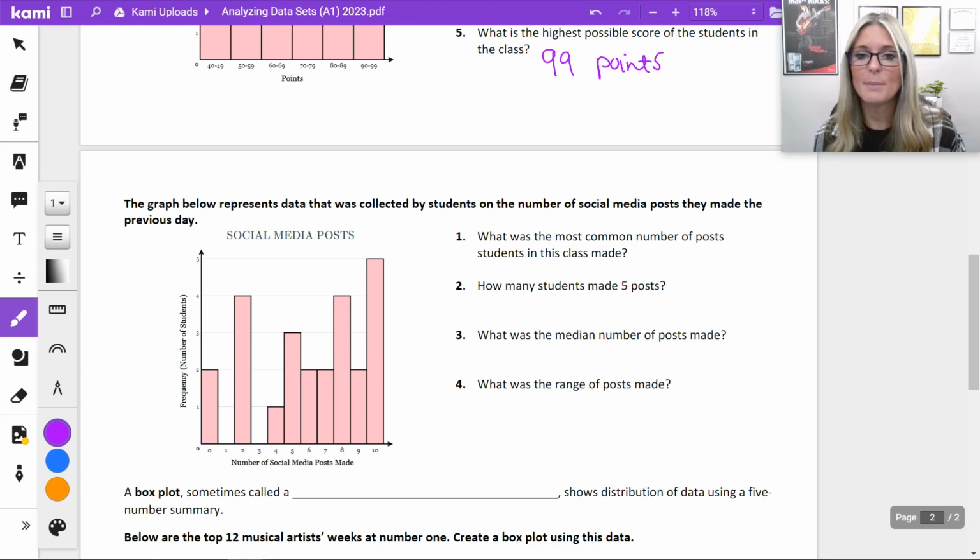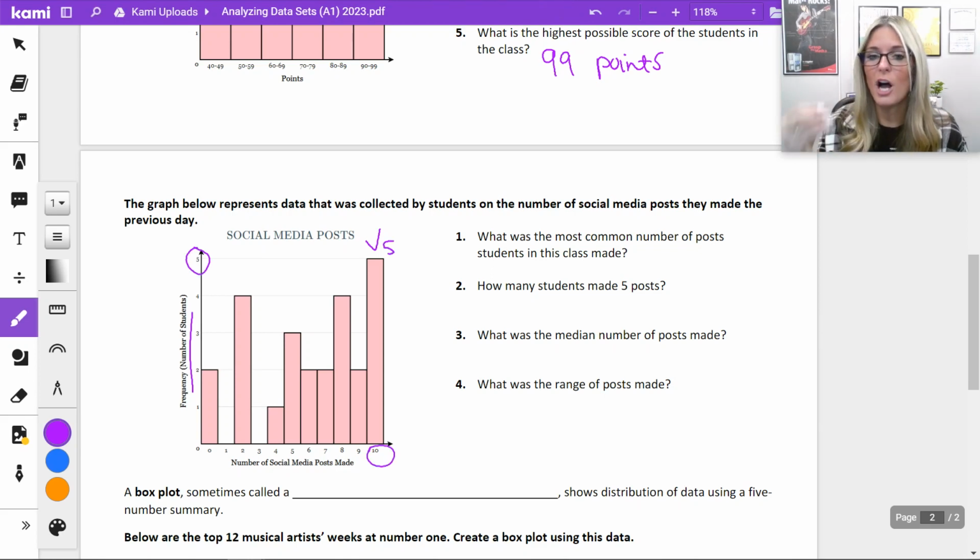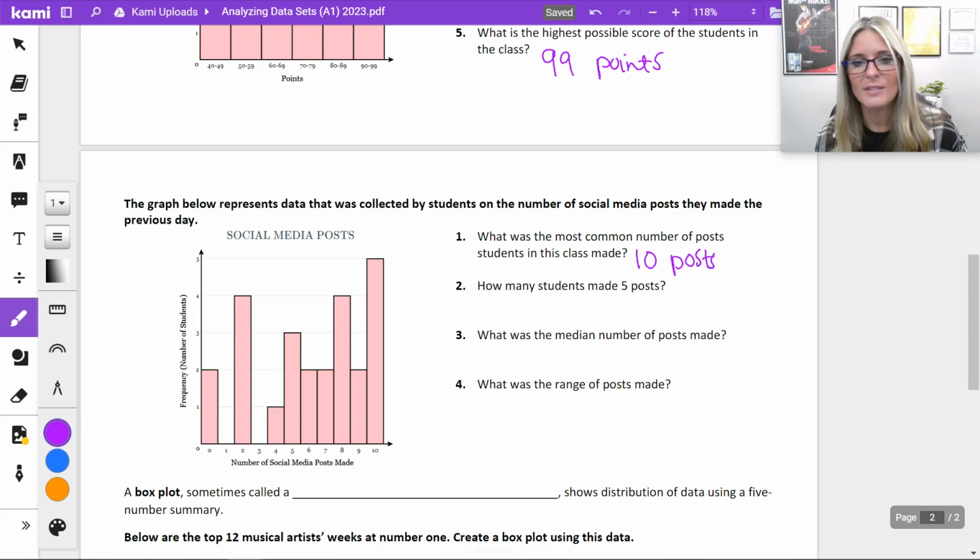Number 1, what's the most common number of posts students in this class made? Which one has the highest? So on this, we've got number of students, 5 students said that they made 10 posts. So what's the most common number of posts? 10 posts, because the most students recorded that. That's how many social media posts they made the previous day. Number 2, how many students made 5 posts? So again, we've got social media posts here at the bottom. We have 3 students.